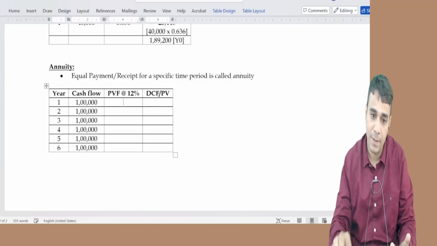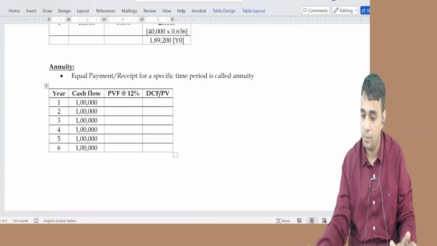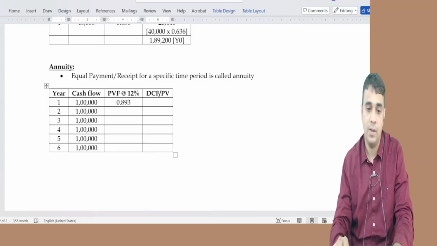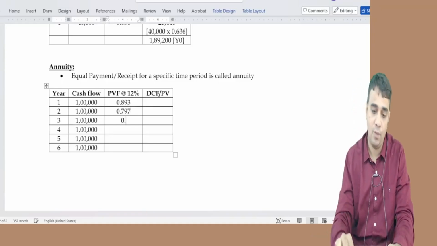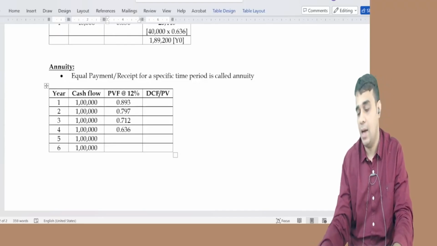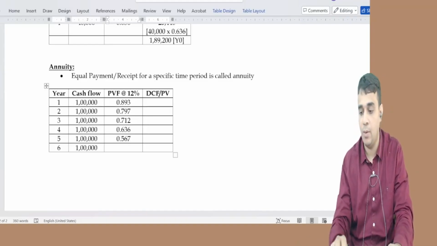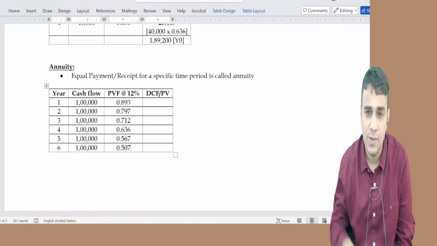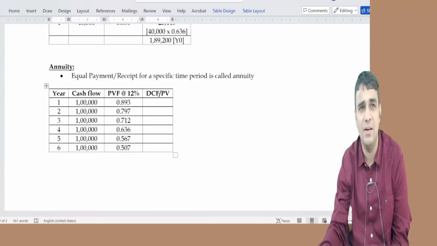So PVF at 12% in the calculator: 1 divided by 1.12 gives 0.89, again equal to gives 0.797, again equal to 0.712, again equal to 0.636, again equal to 0.567. Nothing for you to note down. Again equal to 0.507. So one option is to do this calculation every year.